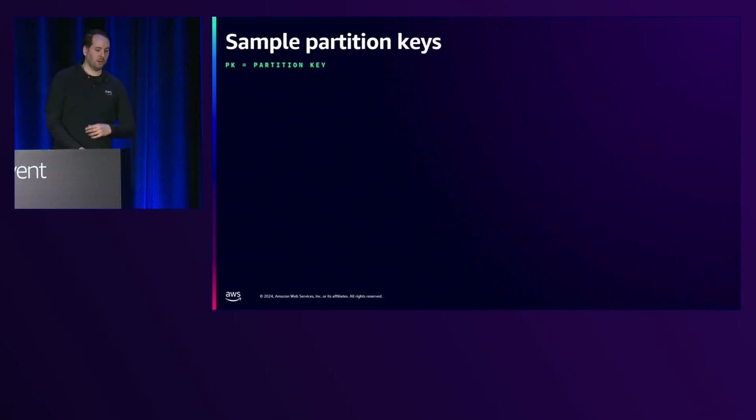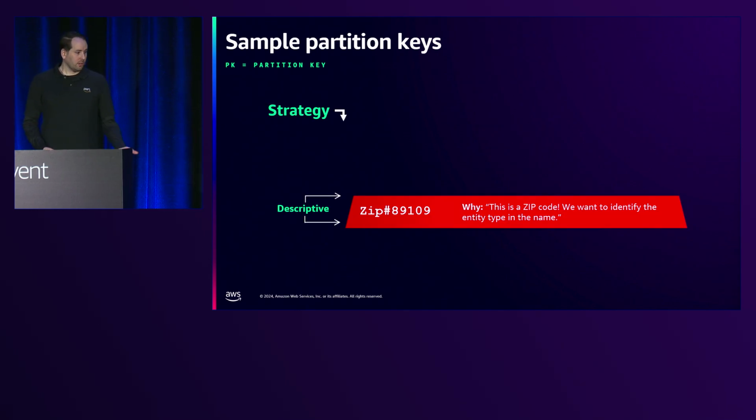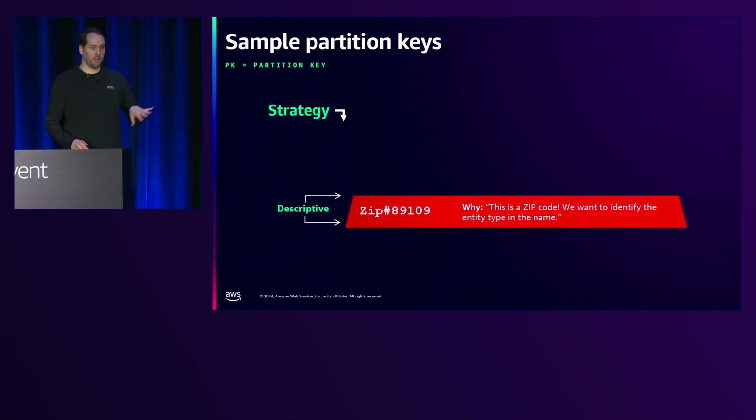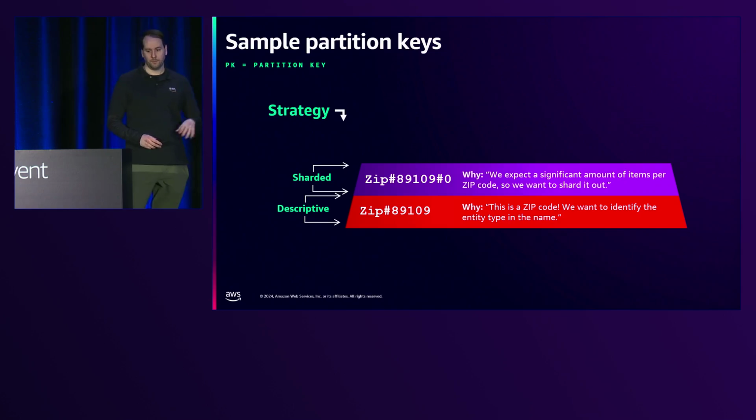All right, let's talk about some sample different partition keys. We're introducing terminology that you can use and hopefully take back in conversations when you get back into the office. First, we're going to talk about the primary key, the partition key that's more descriptive. And so the entity type is labeled. We're going to prefix the PK with that type, and then we're going to know that 89109 is a zip code, and not something like the door code to the back of the MGM Grand. And this is the most traditional way, by the way, that we construct our PKs.